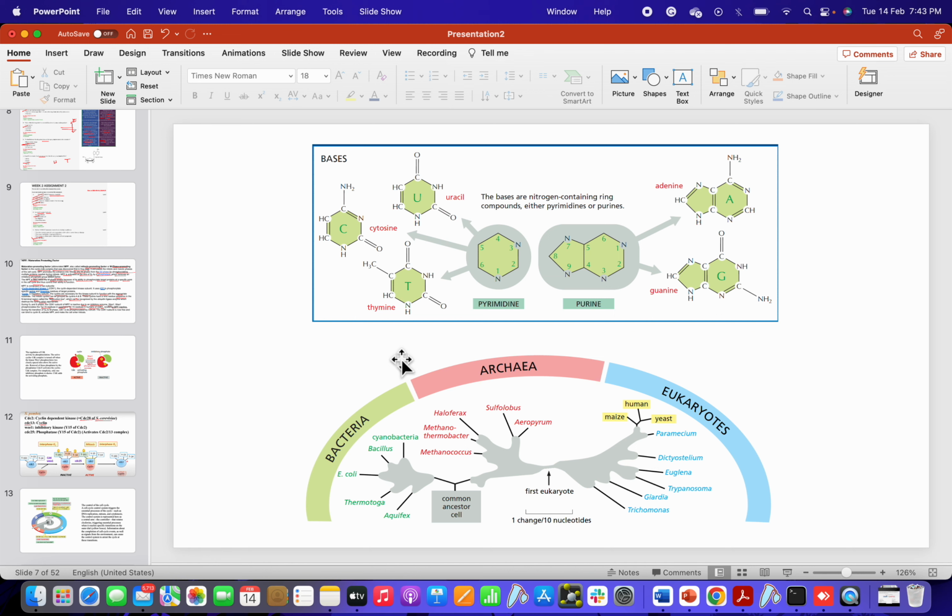This purine and pyrimidine nitrogenous bases can form hydrogen bonds among each other. Adenine forms a hydrogen bond with thymine, and cytosine forms a hydrogen bond with guanine, like that.